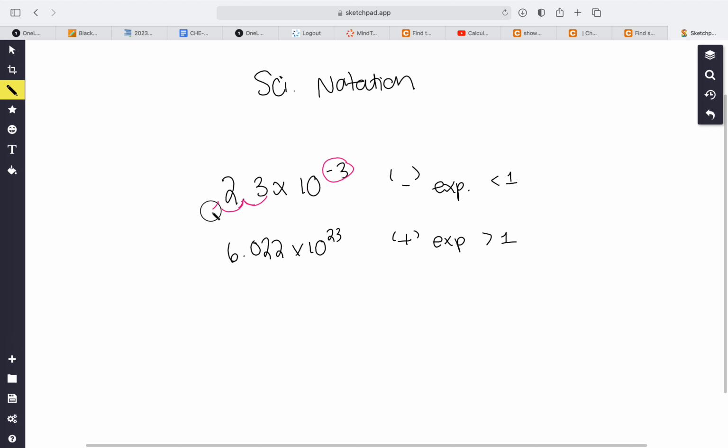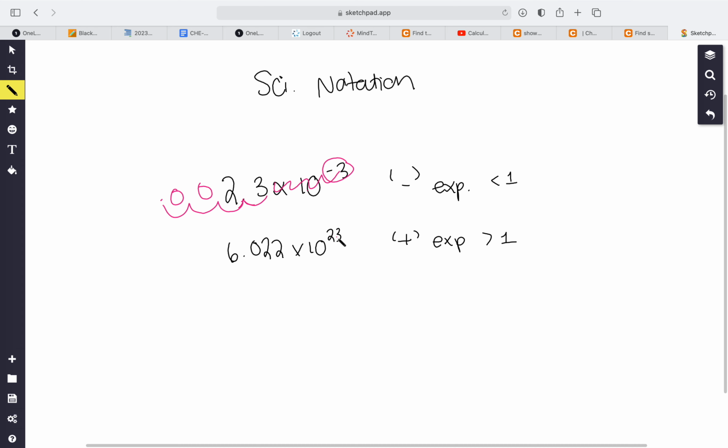So we go 1, 2, 3. And all those places in between, you put zeros, right? So this will become 0.0023. And then you can get rid of the times 10 to the third.